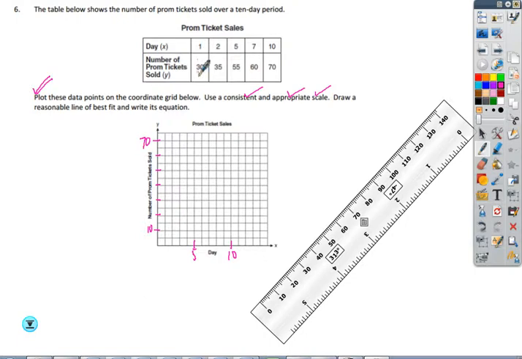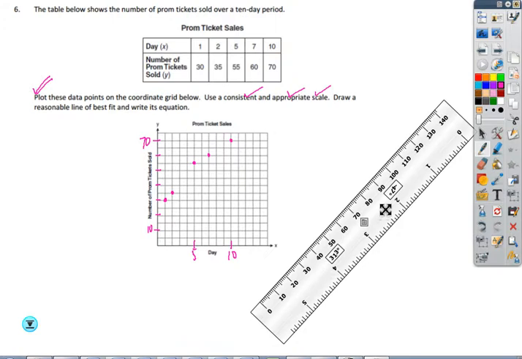On day 1, 30 prom tickets were sold. I go over to day 1, and I go up 10, 20, 30. Day 2 was 35. So if that's 30, that's 35. Day 5 is the next thing we have. That was 55. So this was 30, 40, 50, 55, using my scale of 5. On day 7, if this is 5, this is 6, this is 7, I go all the way up to 60. And on day 10, I've got a total of 70 prom tickets sold.